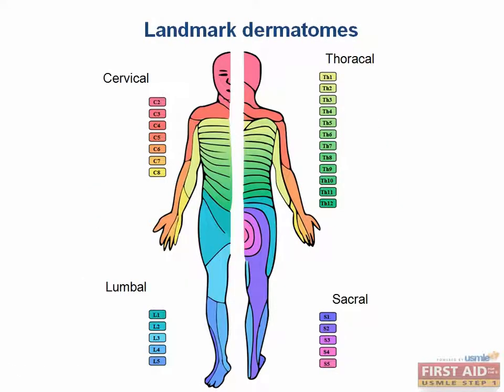Now we'll discuss some very important dermatomes. A dermatome is an area of skin supplied by a single nerve.